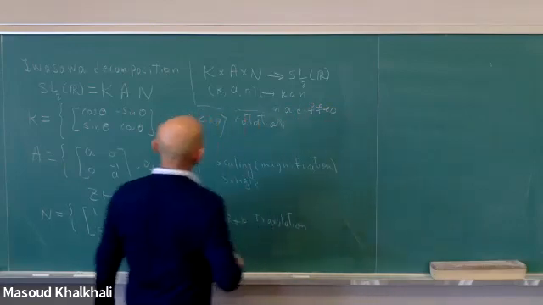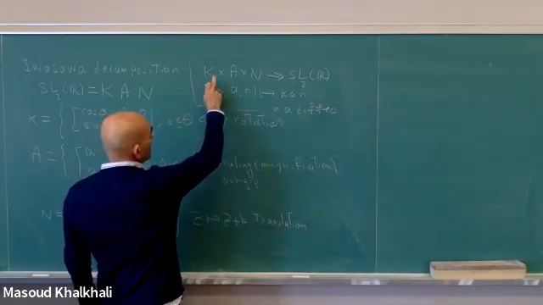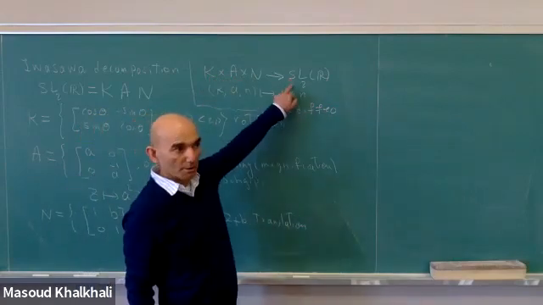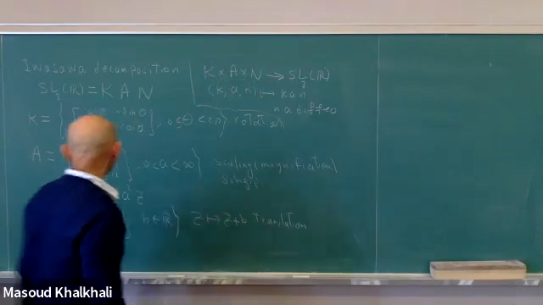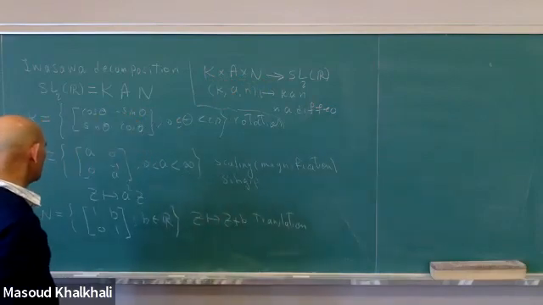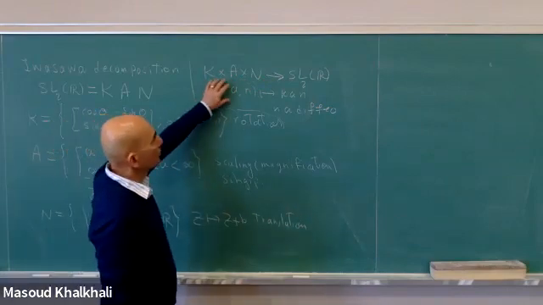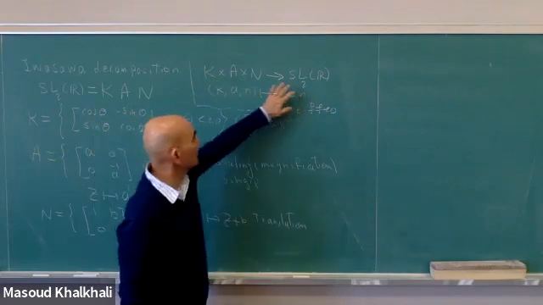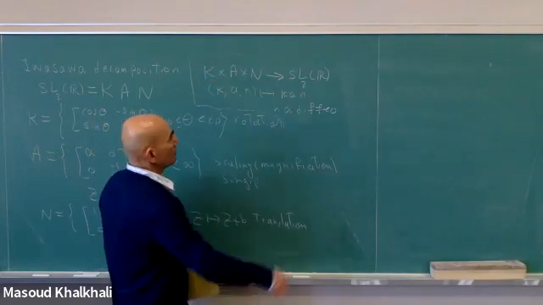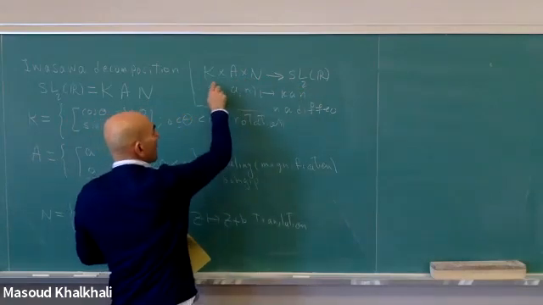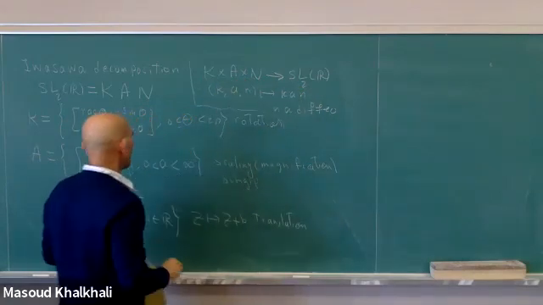Of course it's not a group map, because as a group, this left-hand side is an abelian group, but this group is not abelian. This is an abelian group of translations, not a very interesting group. This is the interesting group, but this is a diffeomorphism. So it means that any SL2R matrix can be uniquely decomposed as a product of these three matrices.